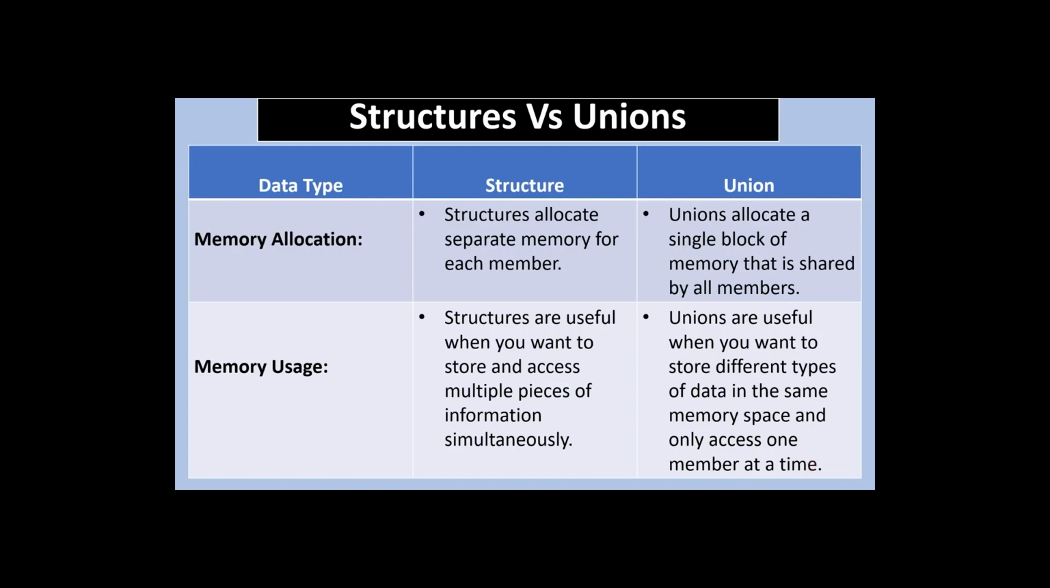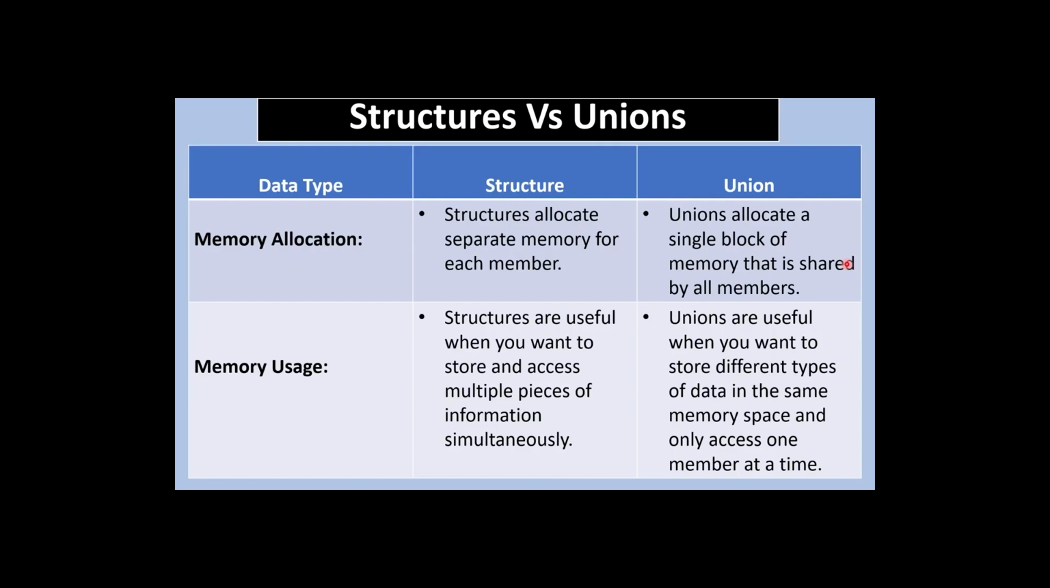Let's again talk about the definition of structures. We know that structures are used to group different data types under a single name. Each piece of data has its own memory location, which helps structures store multiple types of data in one place. That's why structures allocate separate memory for each member. In the same way, unions are another way to group different types of data, but here is a twist. All members of a union share the same memory location.